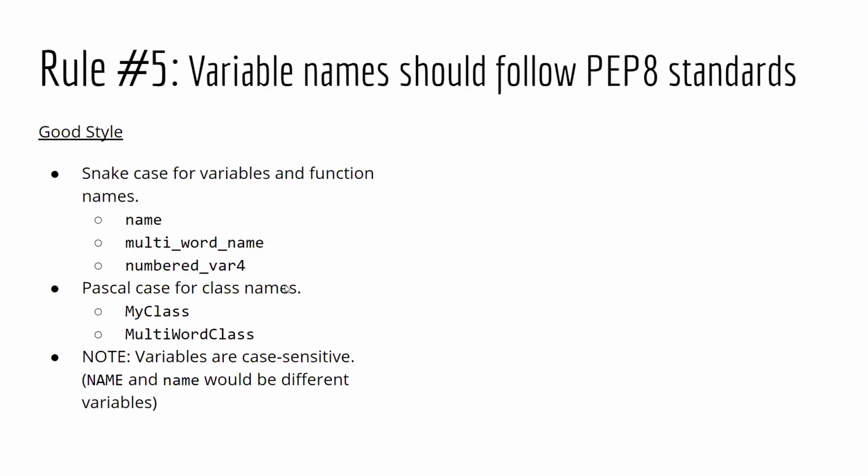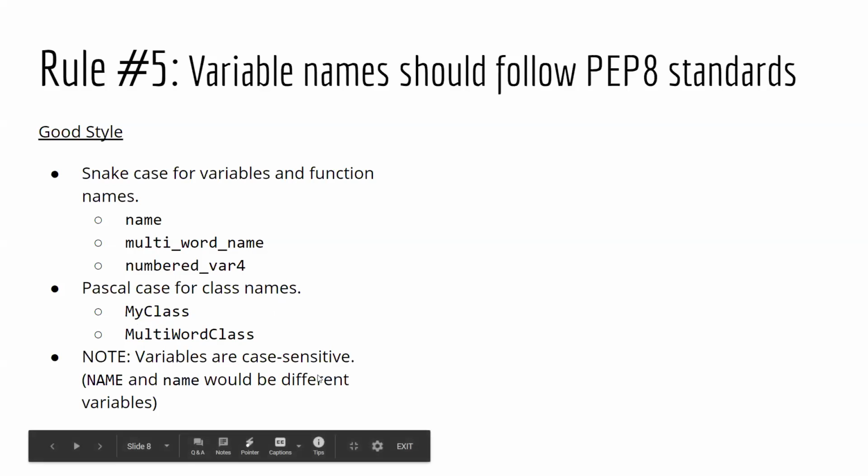Now we haven't written a whole bunch of classes yet. We wrote one for velocity that one time when we did the Pong activity. And remember that variables are case sensitive, meaning that capital name and lowercase name would be different.